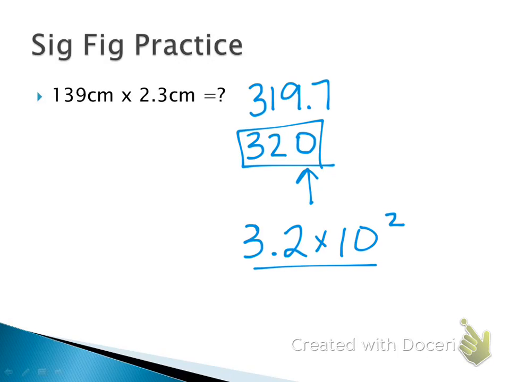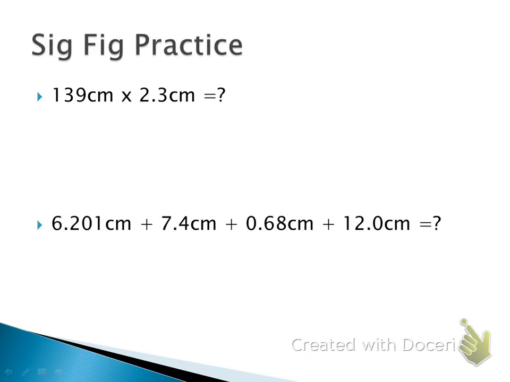Why couldn't we just do 3.1 times 10 to the second? You have to round. Yeah, we have to round. If we did 3.1 times 10 to the second, that would lead us to believe it's somewhere more around 310, when really our answer is more around 320. Okay? Very good. Let's look at the next one here.